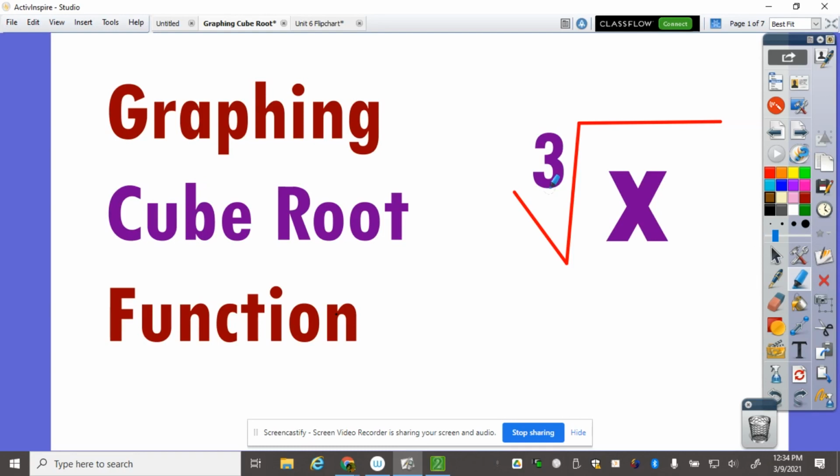Today we're going to learn about graphing the cube root function. What do we know? We know that this is a cube root because the index here is 3. Okay? And the cube root function is something like an S graph. It's going to be like this. Just want to give you an idea right now.